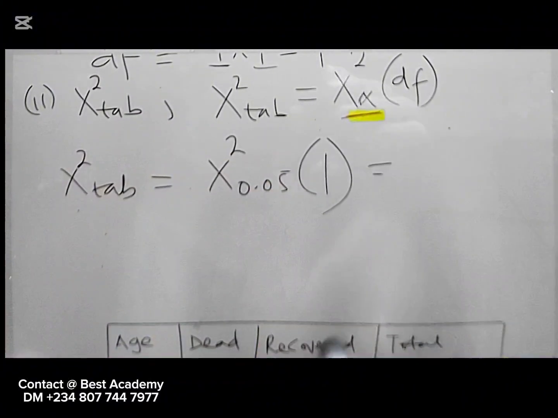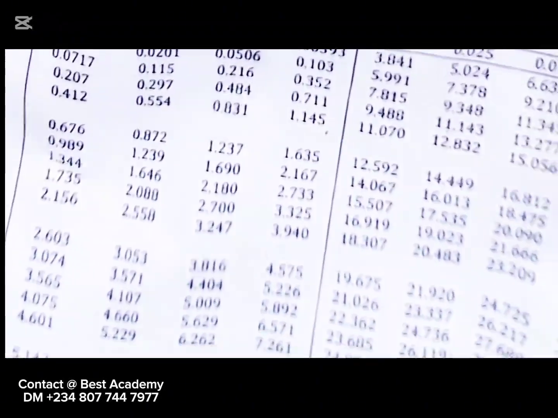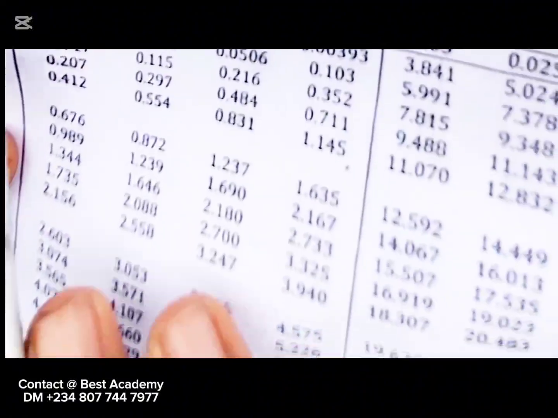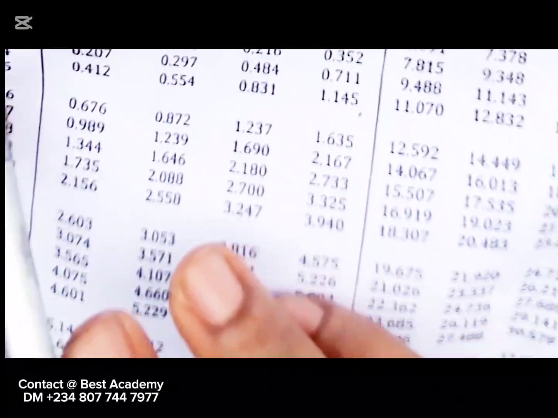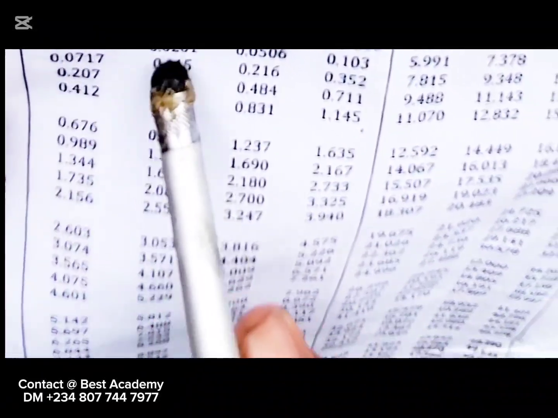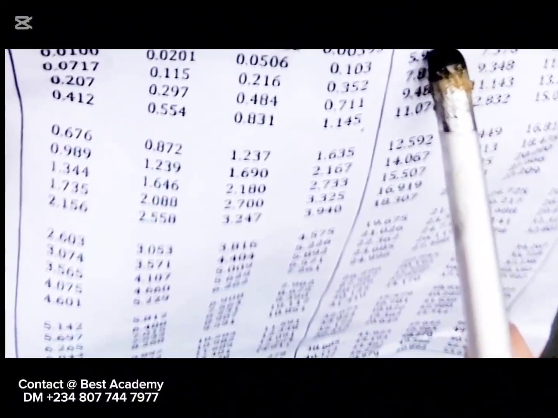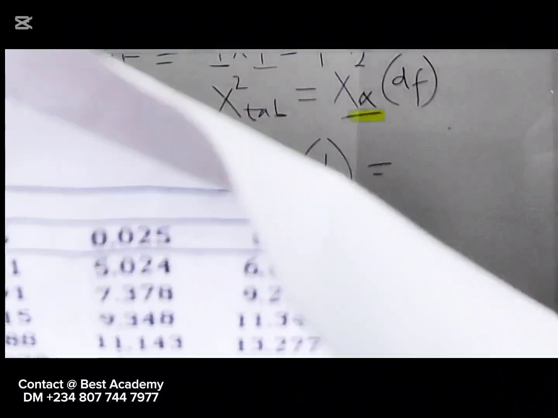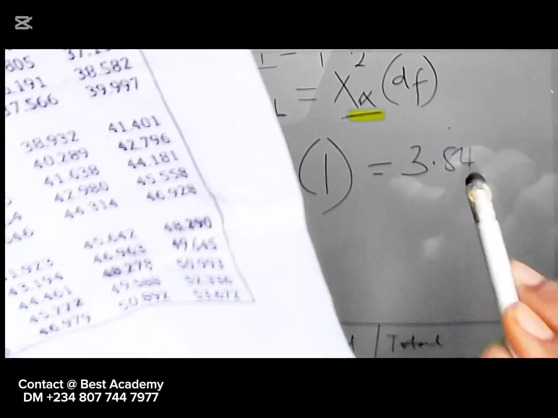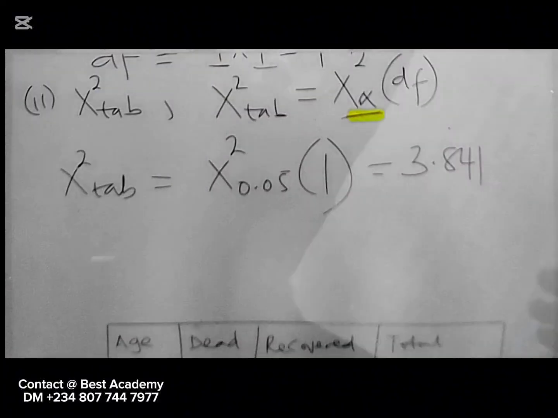To check this, let's bring up our table. This is the table for chi-square. We check 1, which is the degree of freedom, just like a serial number. Degree of freedom is the same as serial number. Okay, 1 under 0.05, we have this to be 3.841. You can see the value here. So we have calculated this.